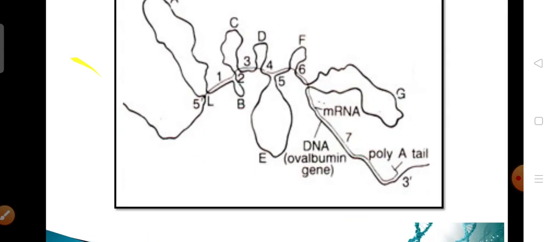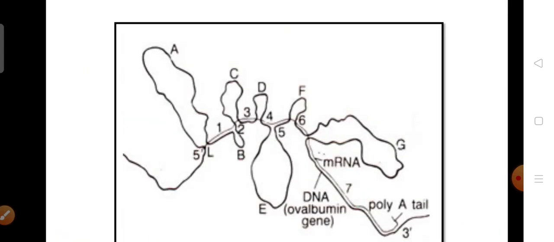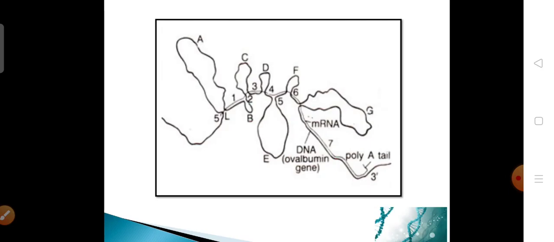Now if you look at this diagram, you can see A, B, C, D, E, F, G all have looped out. What are the looped out regions representing? They are representing the introns, and the unlooped regions shown by 1, 2, 3, 4, 5, 6, 7, 8 are representing the exons. And the mRNA formed from the exons will then produce the protein.